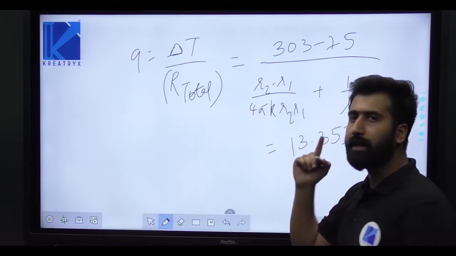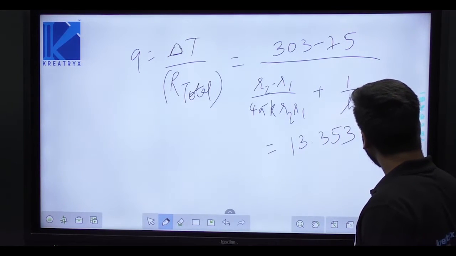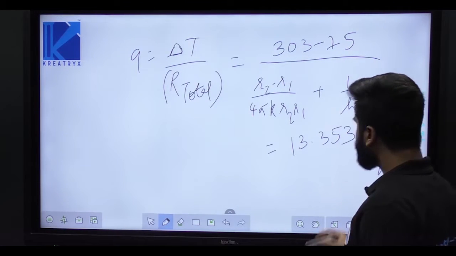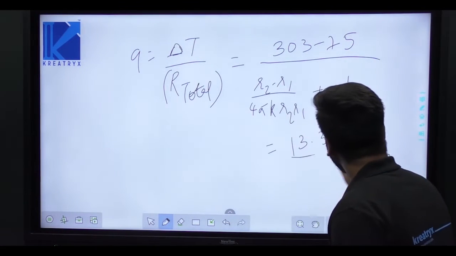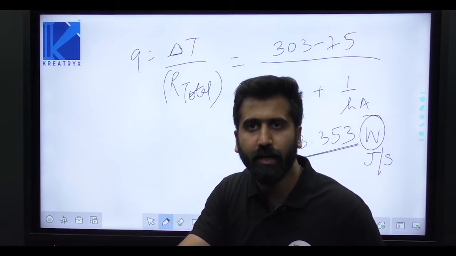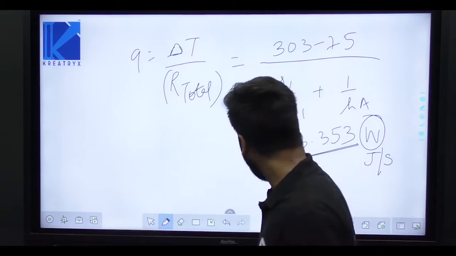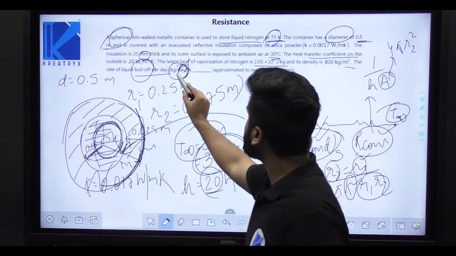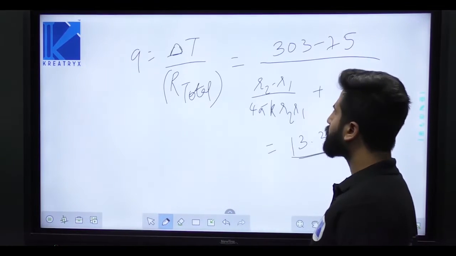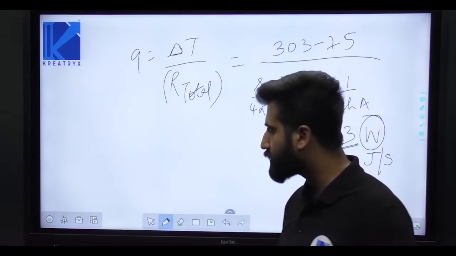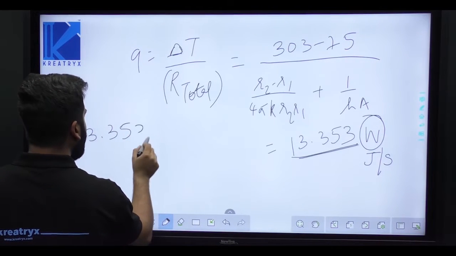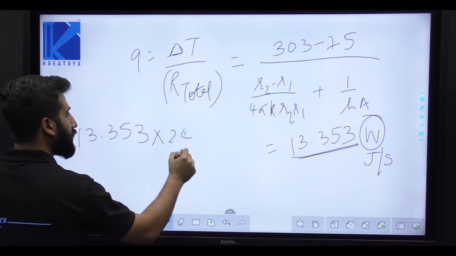The answer will be 13.353. What will be the units? It will be watt. And what is watt equal to? Joule per second. So that means 13.353 joules of heat is going into that spherical shell per second. But here you have to find the answer per day. Can I find the heat transfer rate in a day? Yes. Multiply 13.353 with 24 hours into 3600.